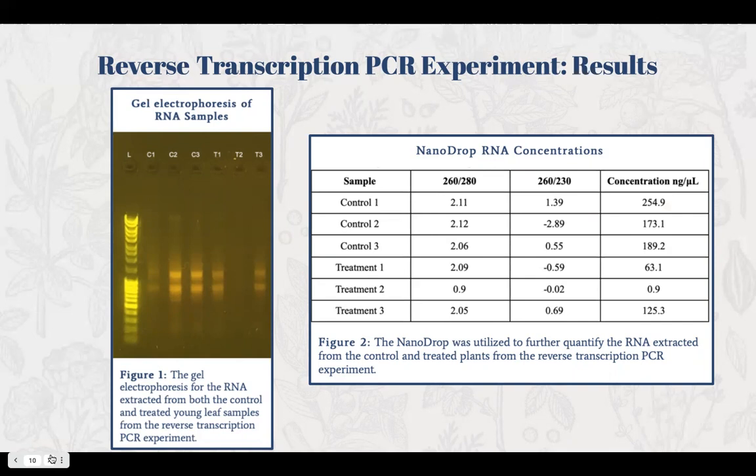It is important to note that the tube containing treated 2 sample had little RNA present due to a hole in the test tube during thawing. According to the gel electrophoresis, controls 2 and 3, as well as 1 and 3, had 2 clear bands and significant RNA concentrations, which confirms successful RNA extraction. The nanodrop results confirm that all 3 controls had high RNA concentrations, as did the treated 1 and 3 samples.